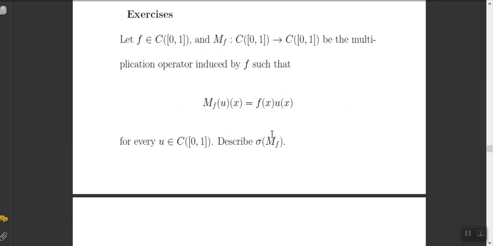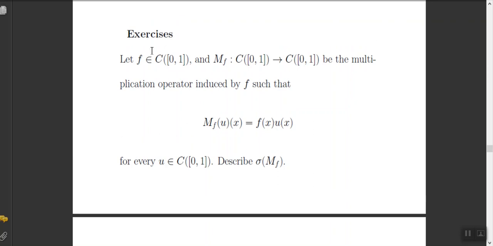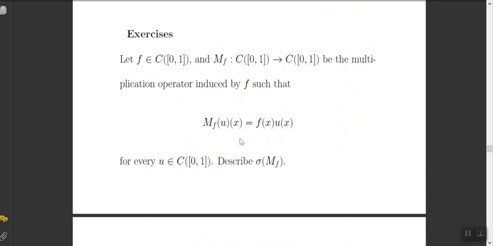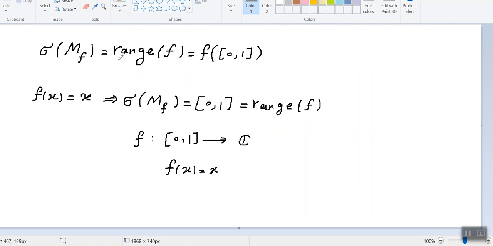We want to describe the spectrum of M_f. I leave it to you. Of course, it is an exercise. You can do it similar to this example, but I just give you the answer and quickly explain something for you. The answer is this. Look at here. The spectrum of M_f will be the range of f, which is f of [0,1]. Okay, so this is the answer, but you have to prove it. You have to prove that the spectrum of M_f is the range of f.